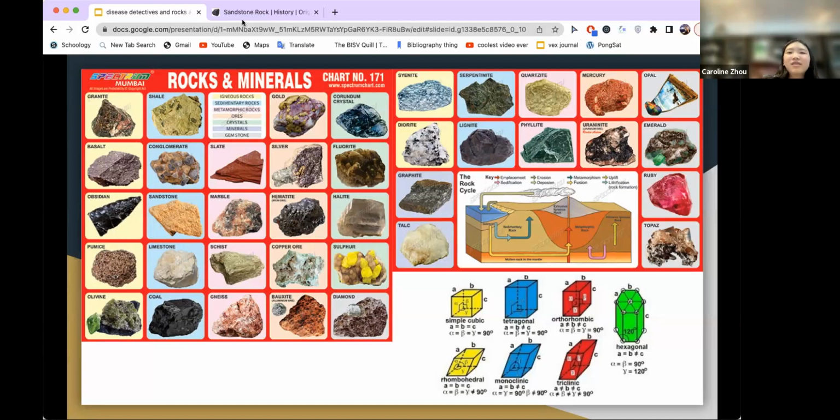Okay, and I'll just go through the rest really quickly. There's phyllite, which is greenish. Uranite, I'm not sure how they got these names. Emerald is greenish. Graphite is the thing you write with in a pencil, that you commonly call lead. Talc is the softest rock, and then ruby is pinkish or red, and topaz is also another gemstone.